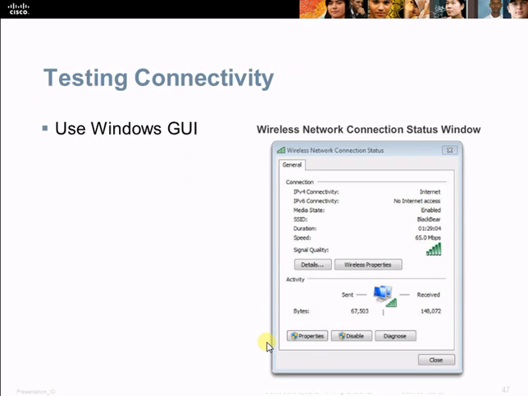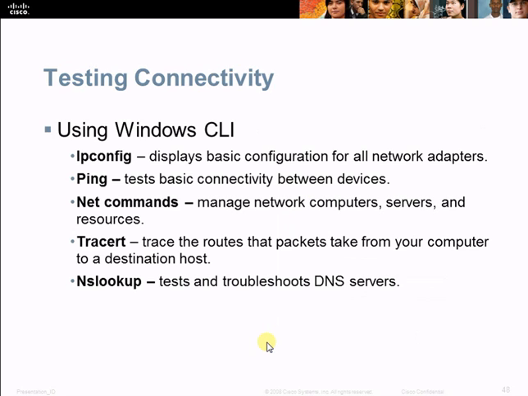You can check your connectivity using a GUI interface. You can also do it via the command line interface, and you can use ipconfig, ping, net commands, tracert, or nslookup. You can always Google all of these to figure out how to do them. They're a great thing to do.